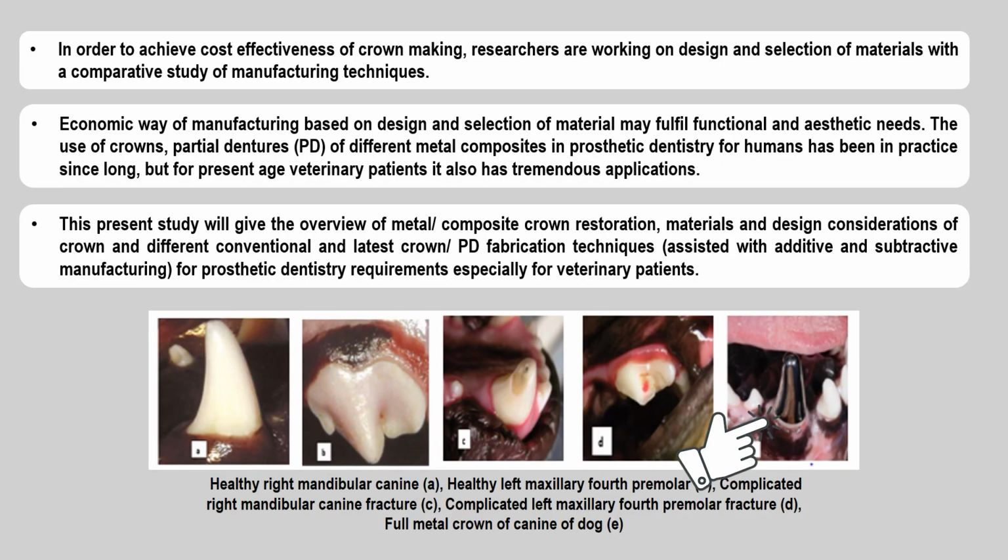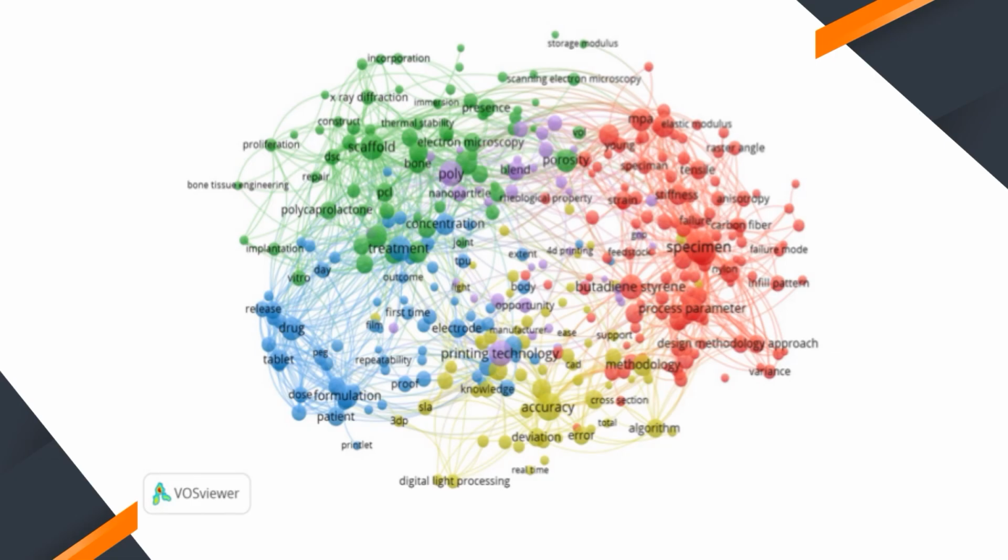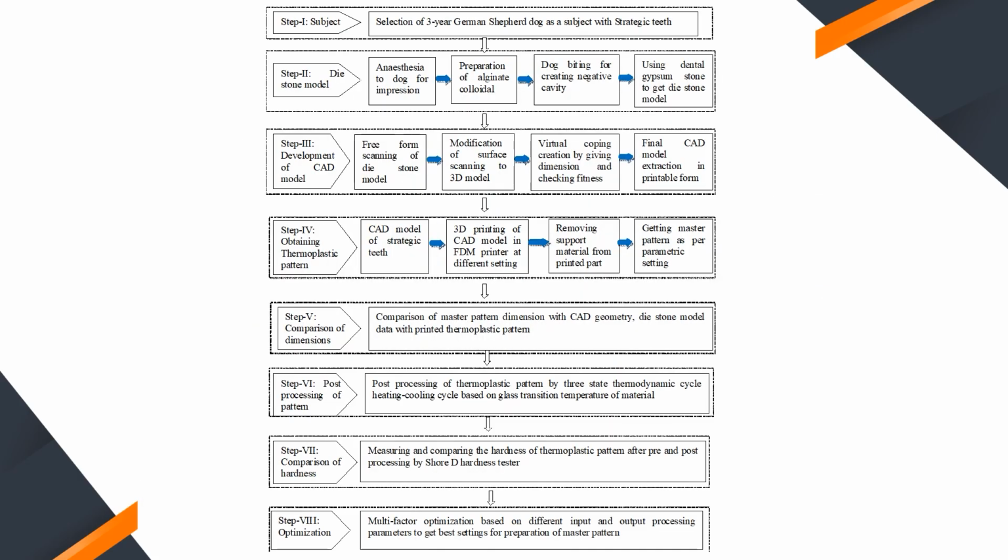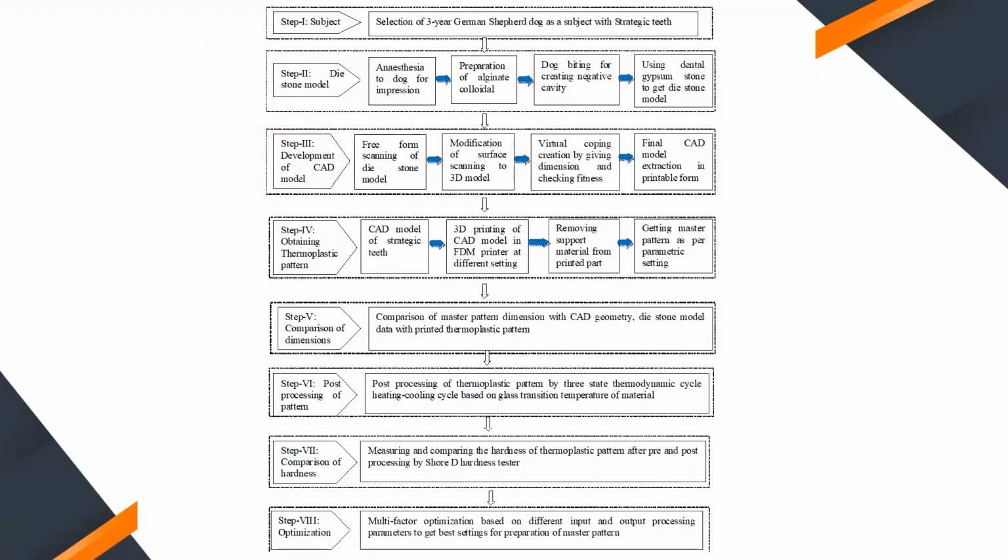Now, the job for the engineer here is to prepare a 3D printed crown for these types of special cases. Some literature review using bibliometric analysis has been done. Now, what is the procedure? First is the selection of the subject. In this case, a 3-year-old German Shepherd dog was selected. I have to prepare a die. Anesthesia was given to the dog for the impression, then alginate was prepared, and the dog bit through it to make a negative of the cavity. Then, using dental gypsum stone, we get a die stone model.